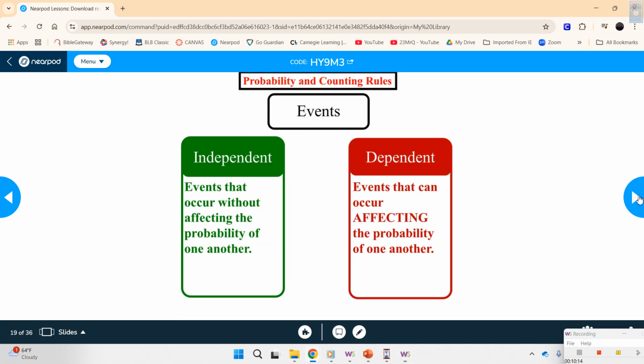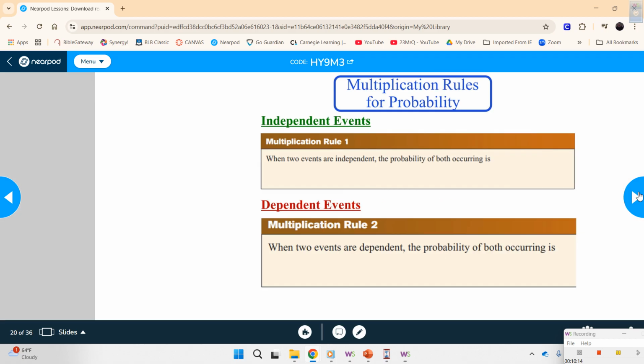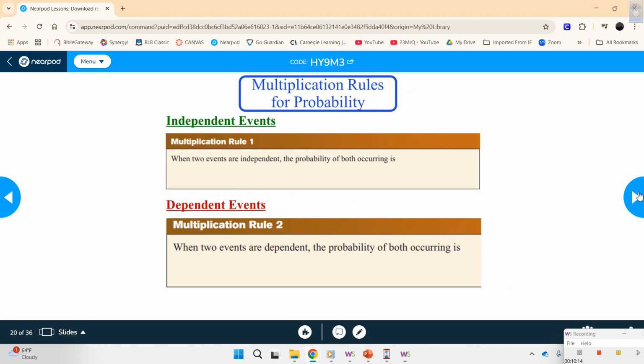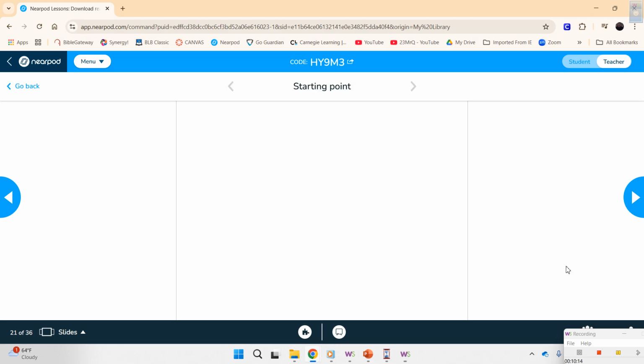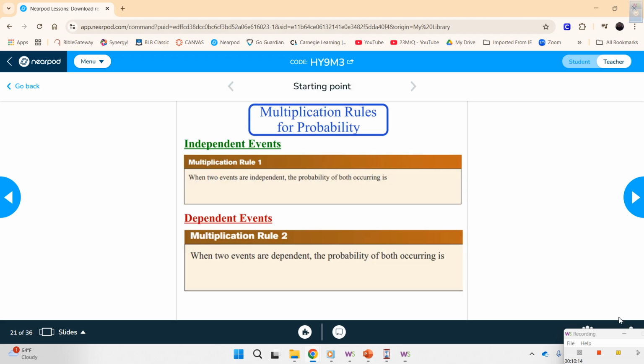Events that occur without affecting the probability of others. And of course, the other one is an event that can occur affecting the other. All right, so we came up with 2 rules for that one. Type it in there, please. 2 rules. And hint at the top of the slide that says what? Multiplication rules. Okay.